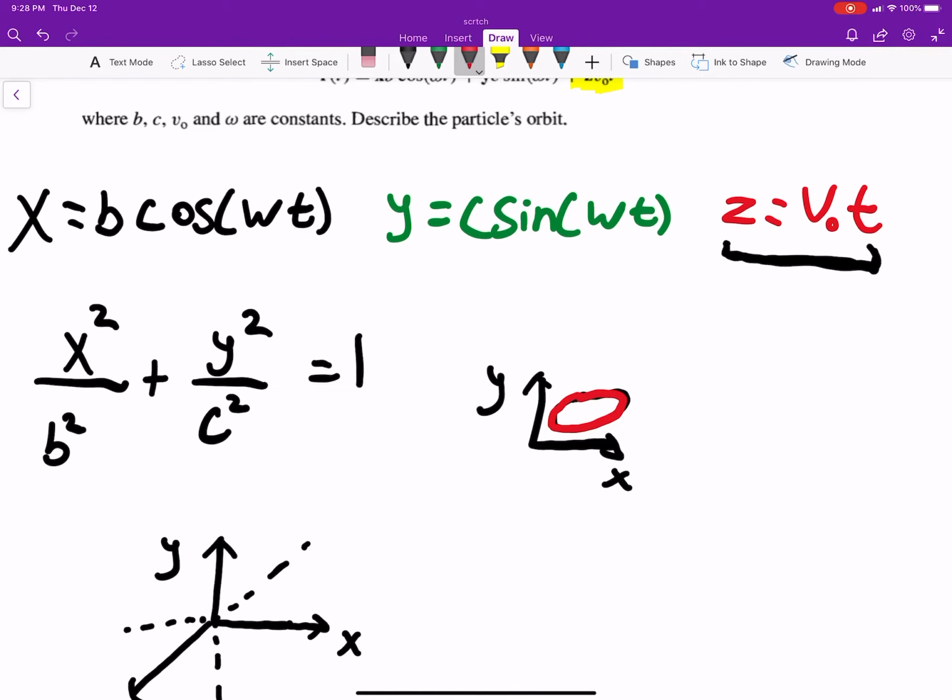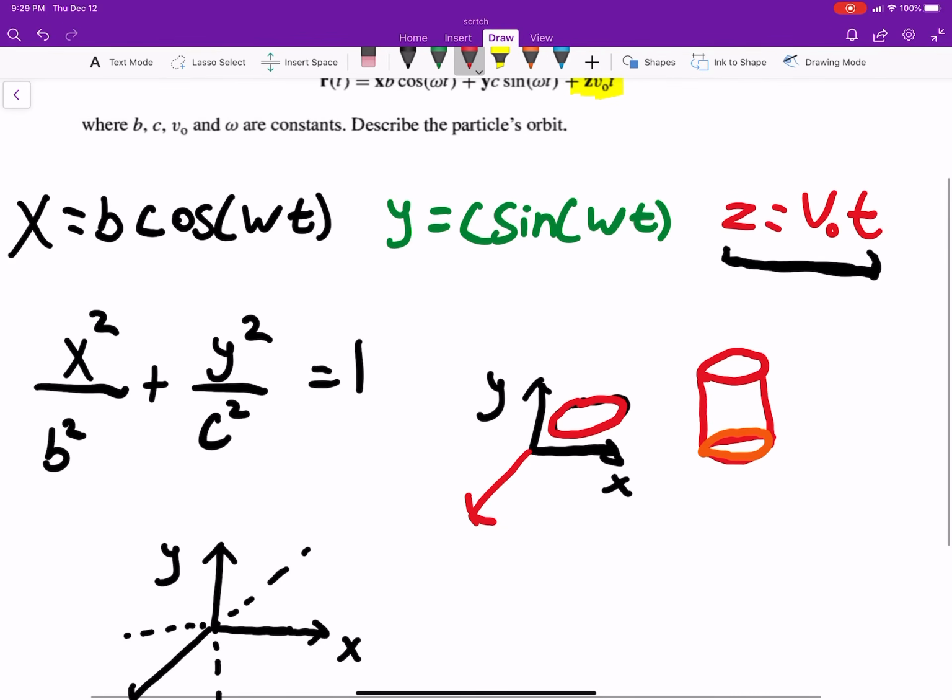So basically, if you can imagine a cylinder spreading out in this direction, what shape is that? Well, it's going to be kind of a weird looking shape, but you could imagine it'll look something like this, where this part down here is your ellipse, and then it just keeps growing. It goes up and up and up at a rate v naught.